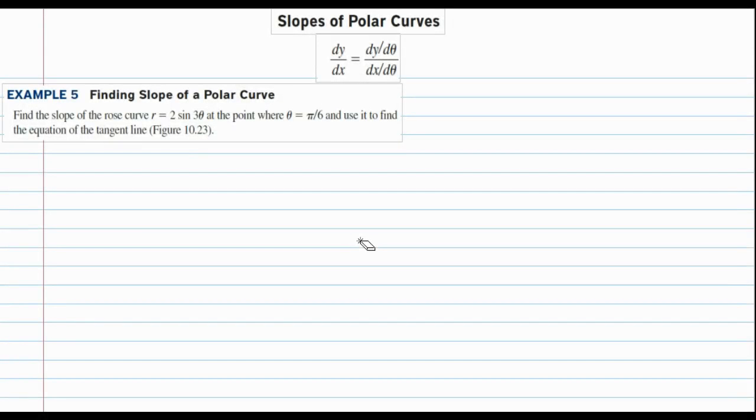This is the screencast for section 10.3, example 5. Now we're going to get into calculus of polar curves. We're going to find the slope of a polar curve. Now remember, a slope or derivative is dy/dx, so in this case it would be dy/dθ over dx/dθ. If you think about that, the dθs would cancel out and you'd get dy/dx.